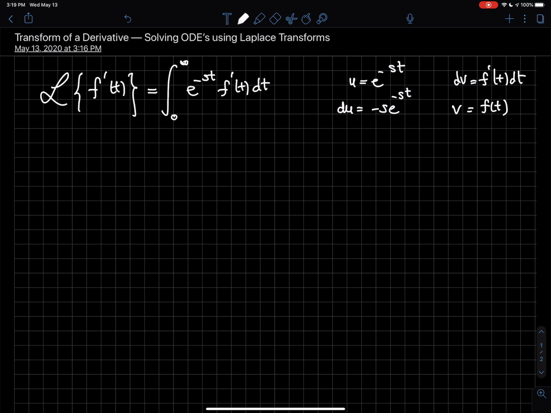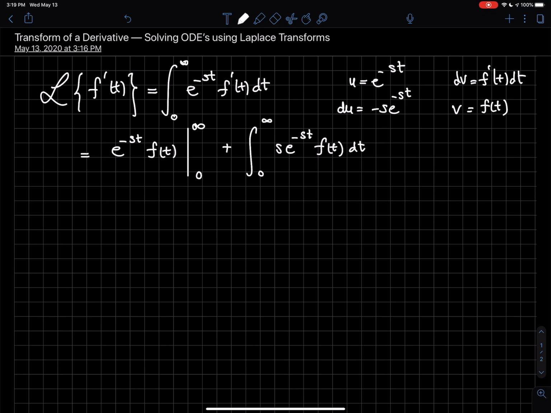So the integration by parts would give me uv, which is e to the minus st f of t from 0 to infinity. Of course, don't forget the limits of integration, and remember this is an improper integral. And for the other one, you get minus the integral of v du. So minus plus the integral from 0 to infinity of v du, which is s e to the minus st f of t dt.